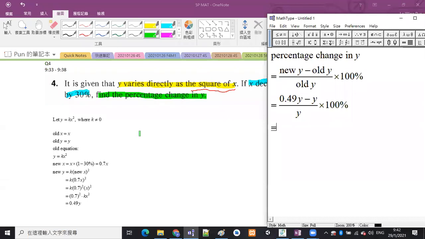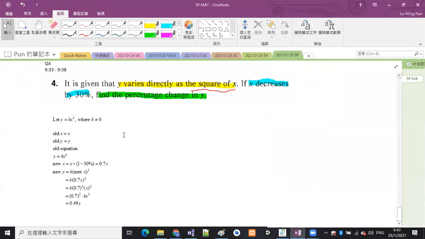So you just do the calculation of the number. 0.49 minus 1 should be a negative number, negative 0.51. So negative 0.51y divided by y, times 100%. The y and y cancel each other, leaving the number only: negative 0.51 times 100%. Finally, just multiply the two numbers together. It should be negative 51%. So that is the final answer.